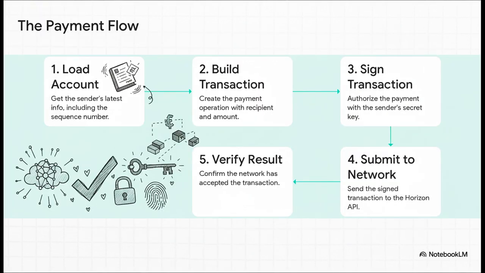And the code we get back? It follows this exact 5-step playbook. And I mean, every single payment on Stellar follows these steps. First, load the sender's account to get that latest sequence number. 2. Build the actual payment. 3. Sign it with a secret key. That's you proving it's really you. 4. You submit the whole thing to the network. And 5. You get that confirmation back saying, yep, we got it. This is the universal recipe for a Stellar payment.